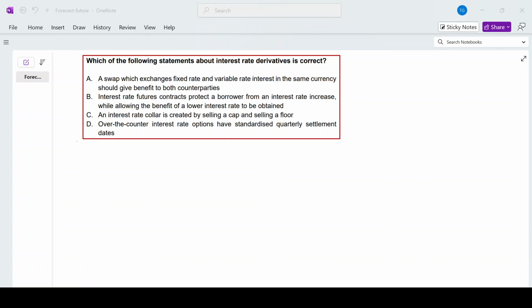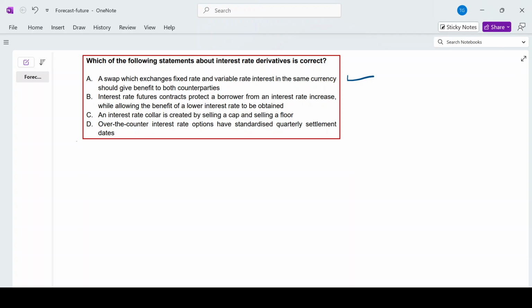This question asks you, which of the following statements about interest rate derivatives is correct? So the first statement says a swap which exchanges fixed rate and variable rate interest in the same currency should give benefit to both counterparties. Obviously, yes. Why will people swap the things amongst themselves? Because one person will have what they wanted but could not get, while the other person has exactly what they wanted but could not get. So basically, my want is satisfied by somebody else, and somebody else's want is satisfied by me. So that will benefit obviously both of the parties. So hence statement A has to be true.